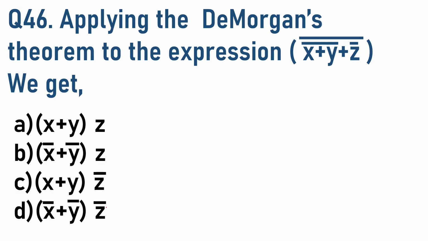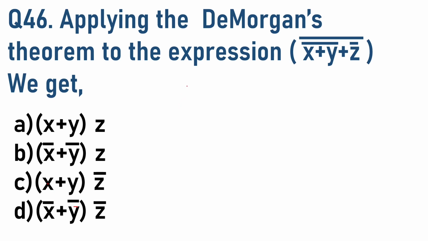Now to this equation, we have to apply De Morgan's theorem. De Morgan's theorem says that the complement of the product of all terms is equal to the sum of the complement of each term. That means the complement of the product of all terms, if you take. Here we'll take an example and show you.